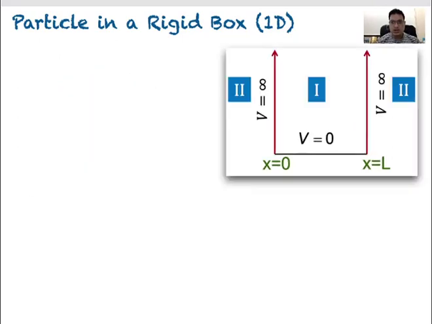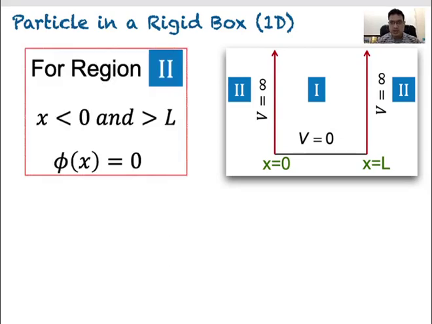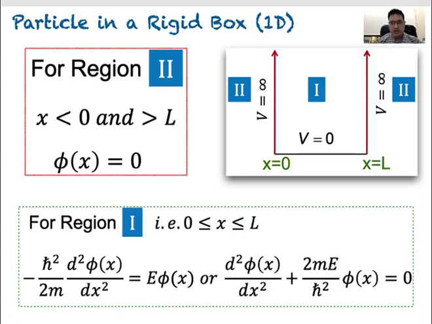Let's divide the whole potential problem into two regimes. Regime 1 in which the potential is 0, and regime 2 in which the potential is infinite. In regime 2, as the potential is infinite, there is no chance that the particle can come out from these rigid boundaries. So the wave function is 0 when x is smaller than 0 and when x is greater than L. Now in regime 1, between 0 and L, we can write down the Schrodinger equation.